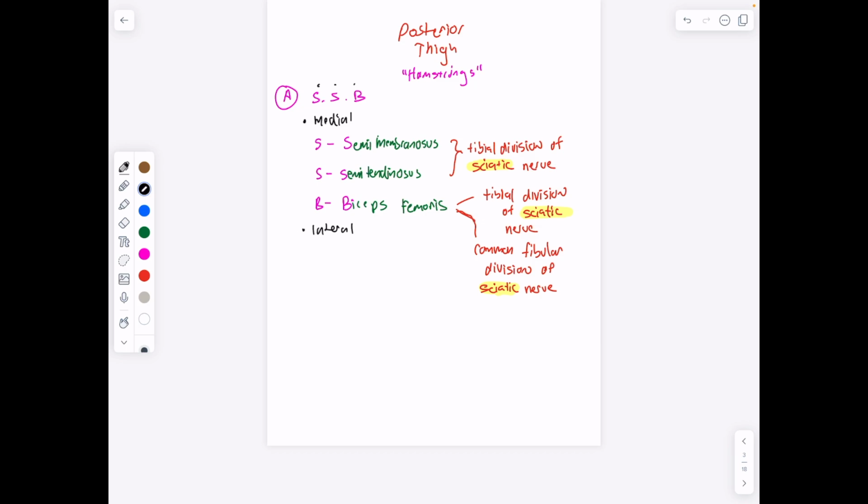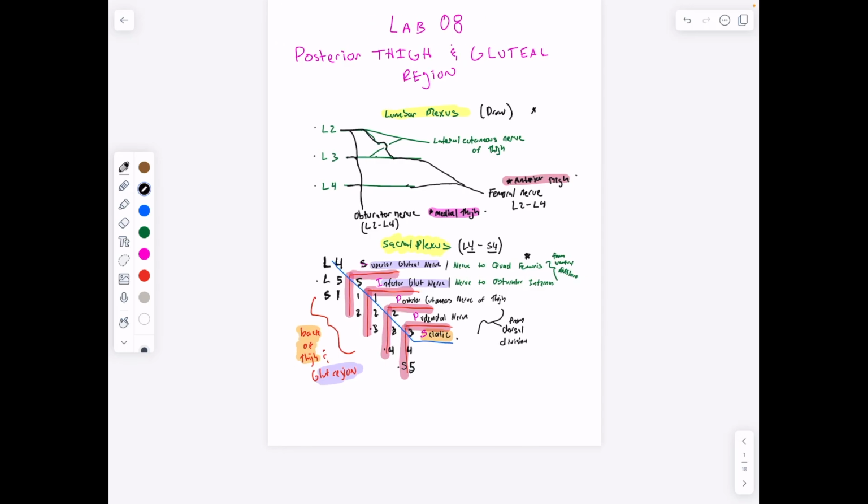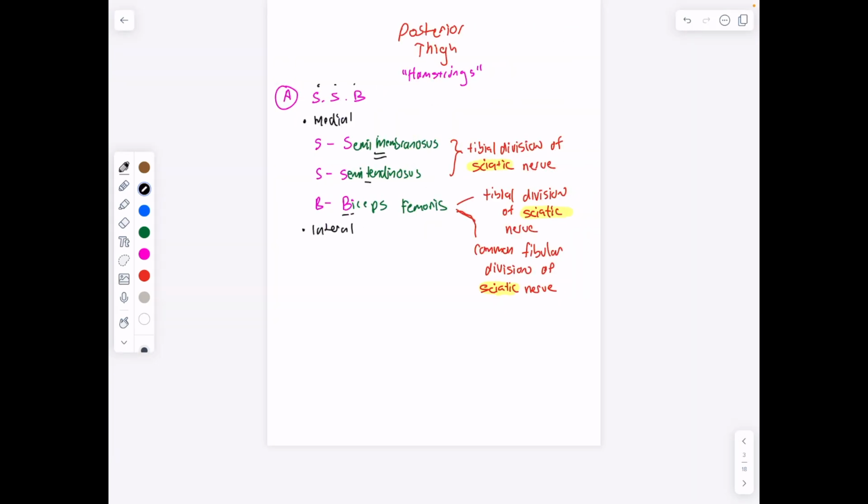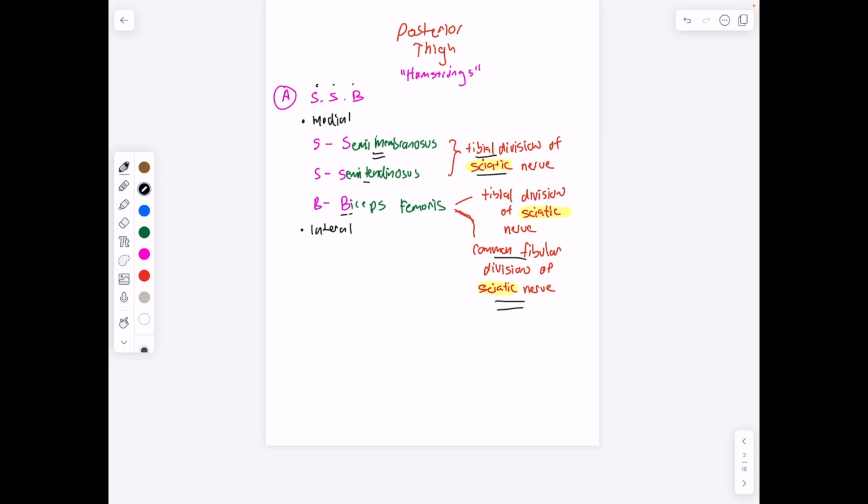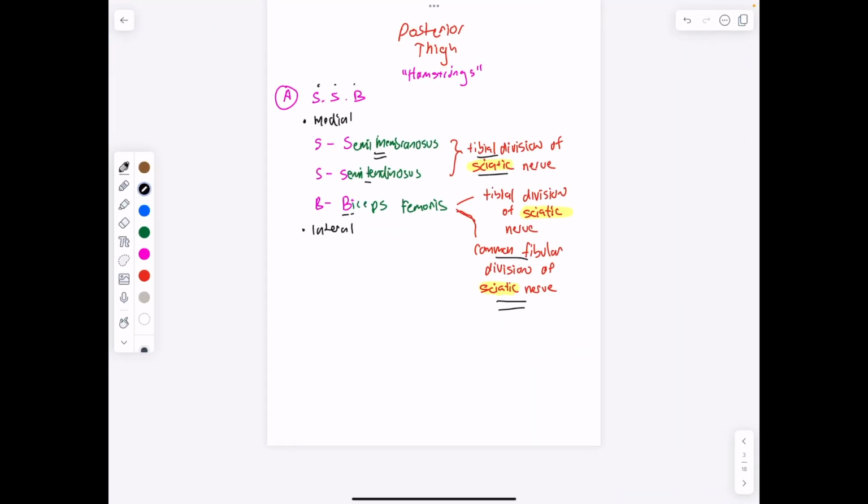How can you remember medial to lateral? Well, the first one from in to out, medial to lateral, is membranosus. So semimembranosus, and then second S is semitendinosus, and then you have the biceps femoris. As we said when we went back to our sacral plexus, the sciatic nerve is going to give us the posterior part of the thigh. So the tibial division of the sciatic nerve is giving us innervation for semimembranosus, semitendinosus, and then the long head of the biceps femoris, and then the other head of the biceps femoris is the common fibular division of the sciatic nerve.